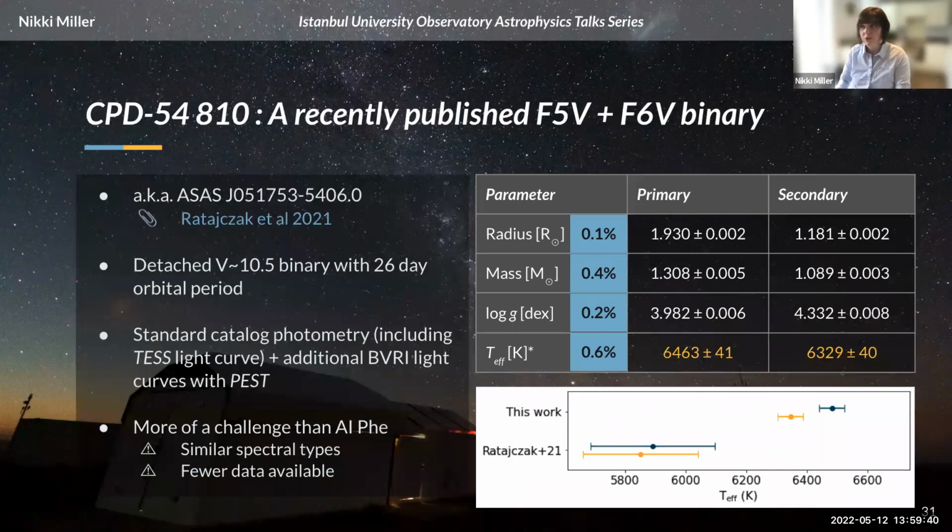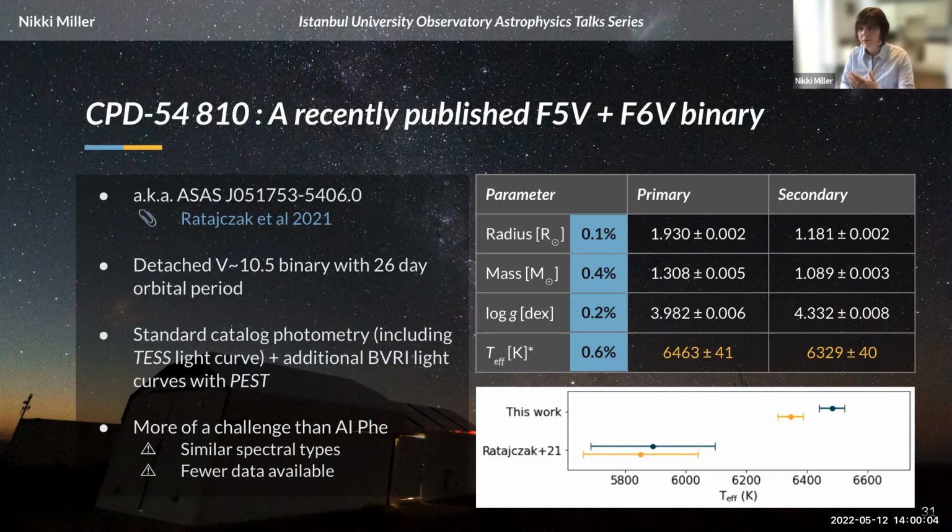So our results for the system: we have got a 0.1% uncertainty on the radius, which we're really happy with. We completely reanalyzed this system, following on from the paper by Radshak et al. And we found the temperatures to be actually significantly hotter than their temperatures.